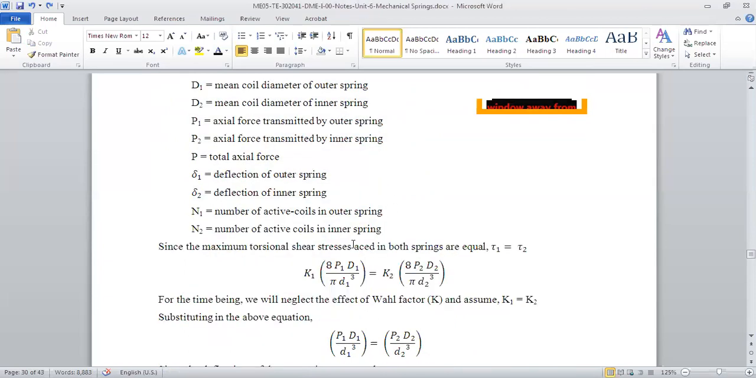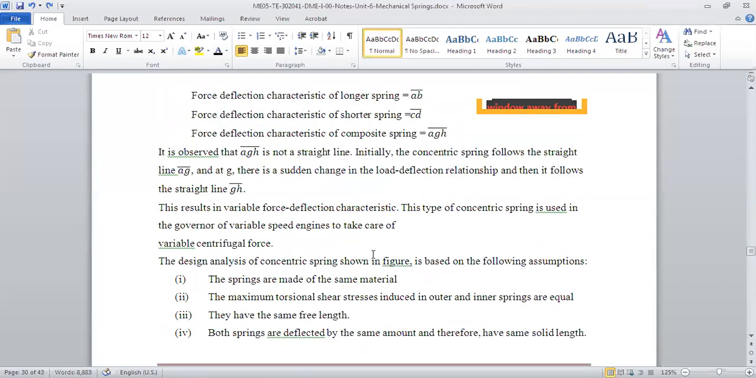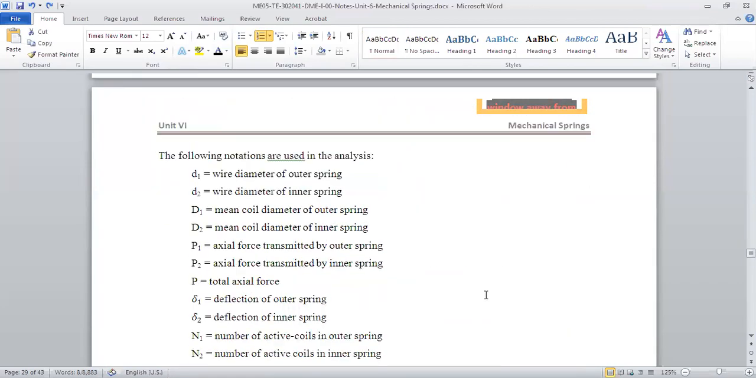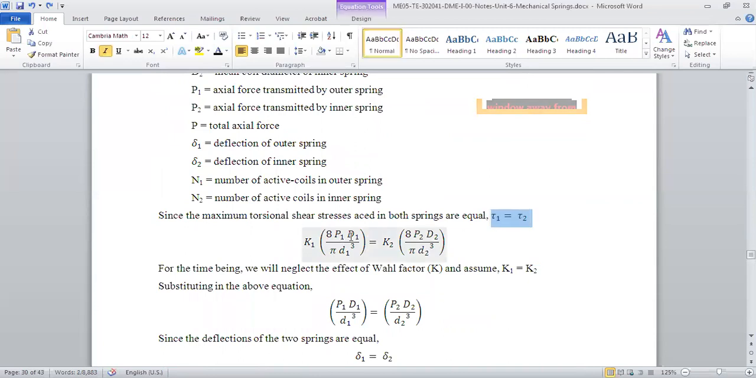Okay. Now assumption number 2 is that the maximum torsional shear stress is the same. So tau 1 is equal to tau 2. Now tau is given by K into 8PD upon pi d cube, right? Shear stress in the spring is given by K, the Wahl factor, into 8 P1 D1 upon pi d1 cube, which is equal to K2 into 8 P2 D2 upon pi d2 cube.